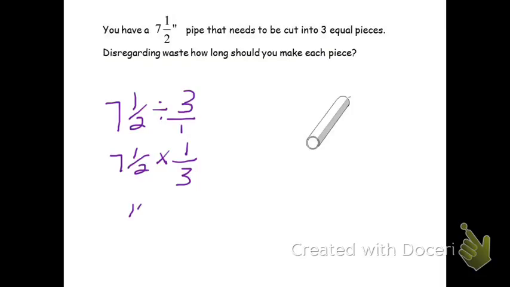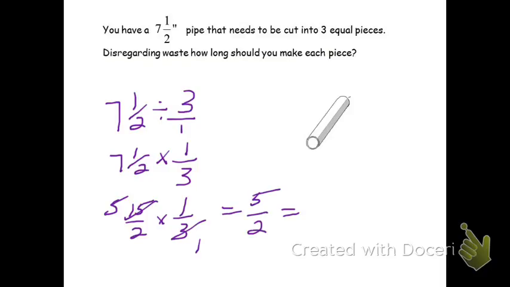7.5, I'm going to rewrite that as 15 halves times 1/3. Do a little simplifying first. Multiply straight across, so I get 5/2. Rewrite it as a mixed number. 2 goes into 5 2 times with a remainder of 1. So each piece should be 2.5 inches long without any waste.